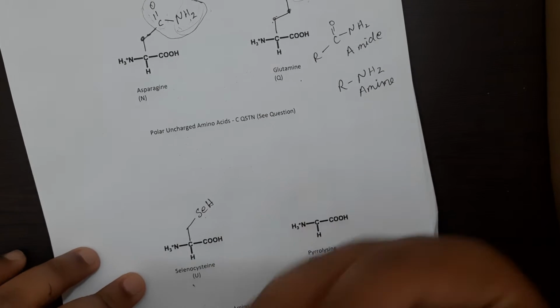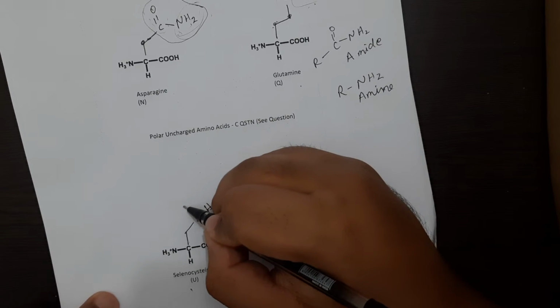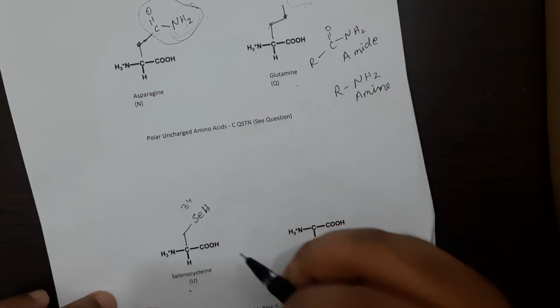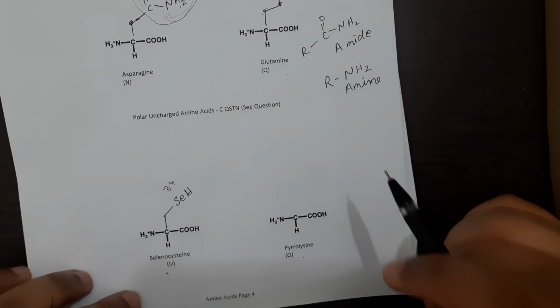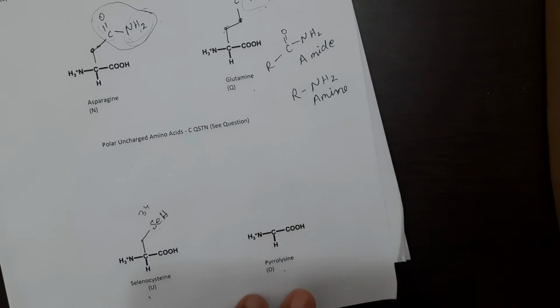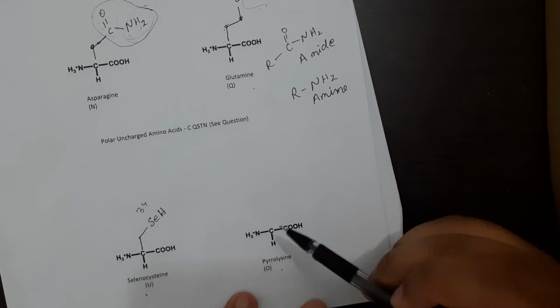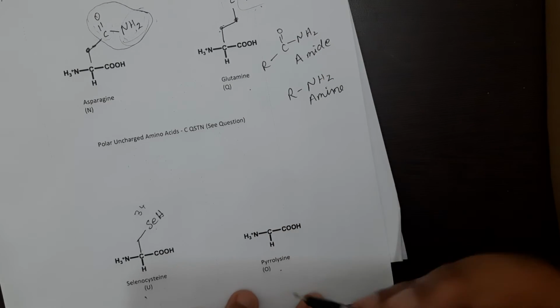What is selenium? Selenium is an element, it has an atomic number of 34, and this is what the selenocysteine residue amino acid looks like. Now, it's similar to the cysteine molecule. Cysteine amino acid, I'm really sorry.